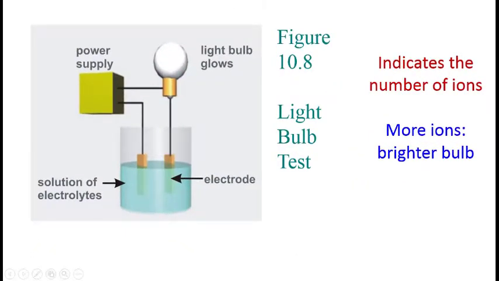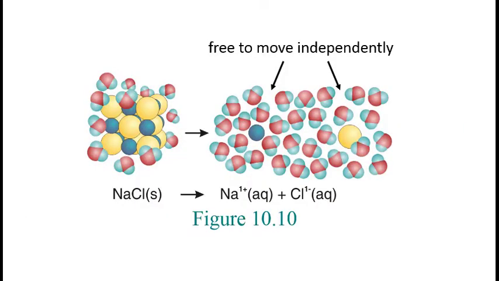What the experiment shows is that if no ions are formed, the bulb stays dark. If ions are present in solution, the more ions there are, the brighter the bulb. So the light bulb is an indicator of how many ions are present. The experiment itself reinforces our model of dissolving an ionic compound. We have individual ions, each surrounded by solvent molecules that are free to move through solution independently.